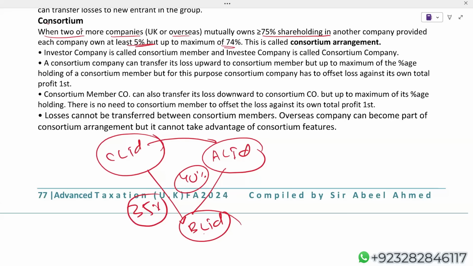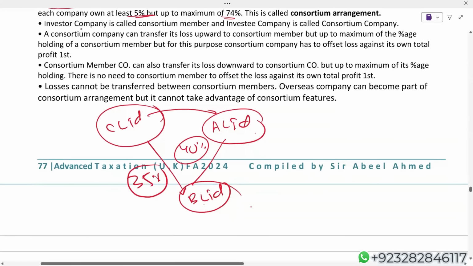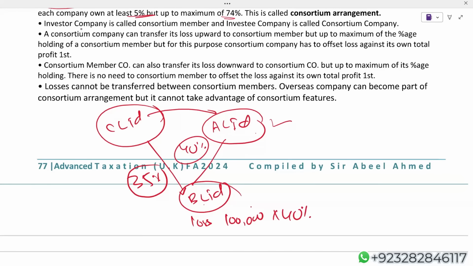Another possibility: A Limited can transfer its own loss to B Limited, again according to the holding. For example, if B Limited has a loss, assuming 40% of that loss, which is 40,000, can be transferred to A Limited, and 35% of that loss can be transferred to C Limited, provided that A and C have taxable total profit more than that. In case of A, it has taxable total profit of more than 40, and C has profit of more than 35.